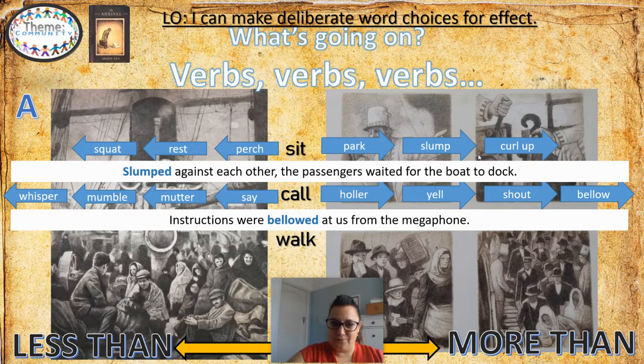Pause the video now so that you can have a think about what some of our more than words for walk would be. So more than a walk, remember it's still got to be a walk, we're not running. And some of our less than walking words. Again, we're not going to be crawling, we've still got to walk. I'll see you in a moment.